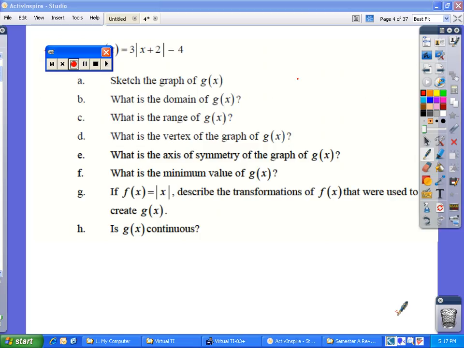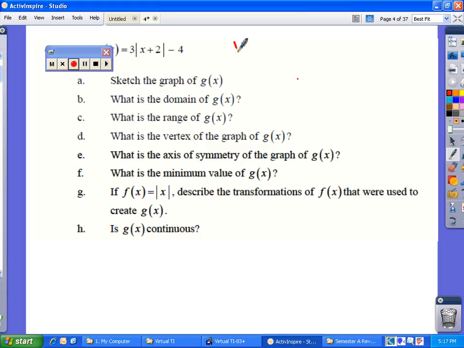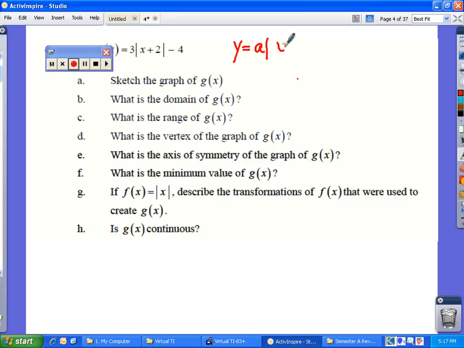Okay, we're now working on number 4. We are given g of x equals 3 times the absolute value of x plus 2, close absolute value, minus 4. If we compare this to the standard equation y equals a absolute value of x minus h plus k, we can identify the a, h, and k of our given equation.